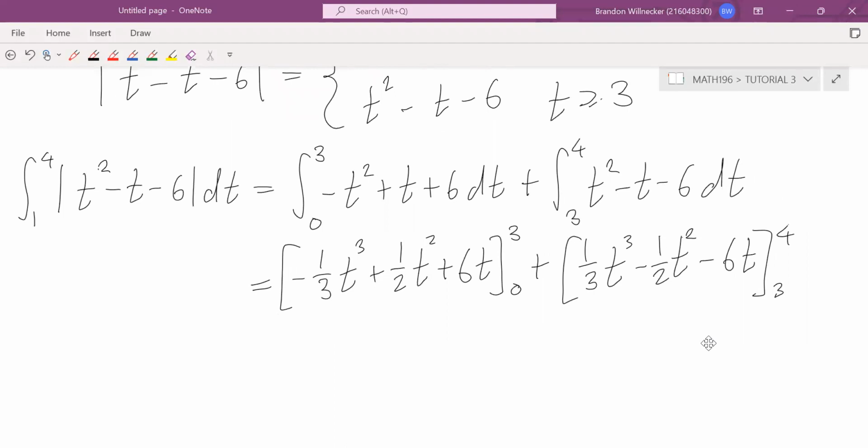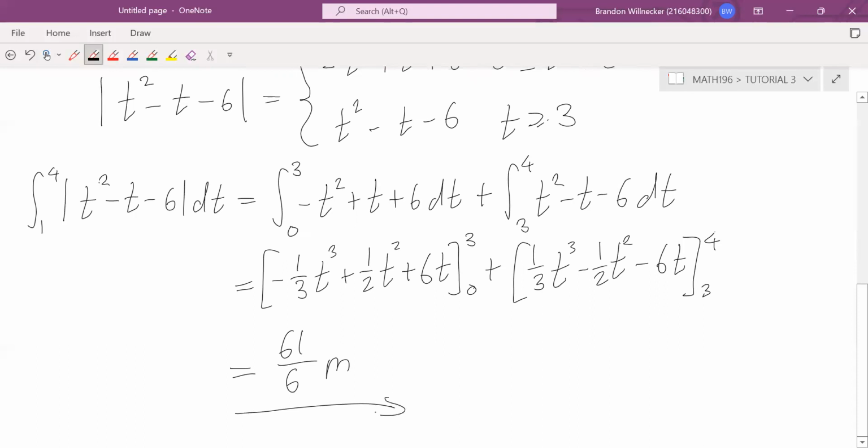Okay, so now that we've got that, we can substitute the values in and then simplify. Okay, but I'm not going to do that now. That's just fraction work, but you'll see that you will get 61 over 6 meters. And notice how it is positive because we are measuring the positive length of the path that was taken. So that is the difference between finding the displacement, you just integrate the velocity, and finding the distance, you need to integrate the speed or the absolute value of the velocity. Please keep that in mind for the test coming up on Wednesday.